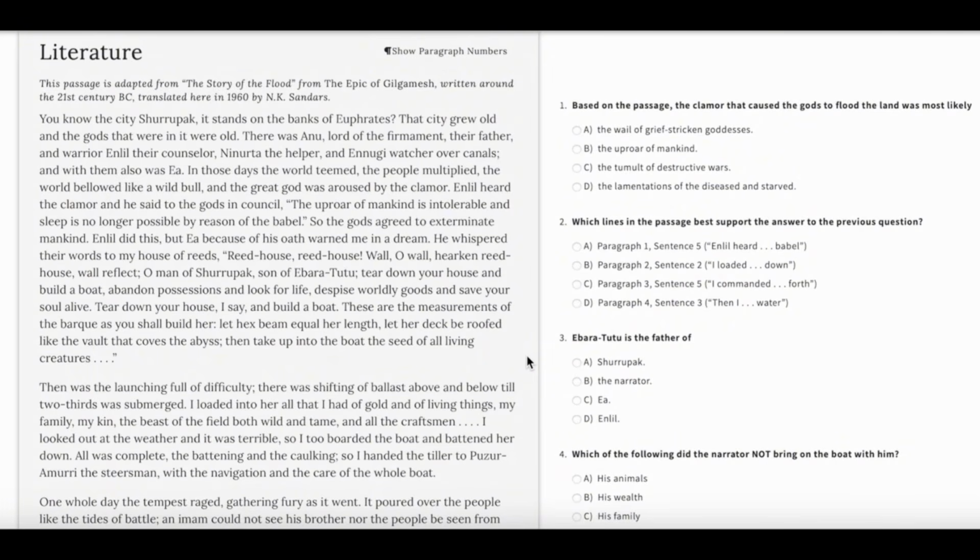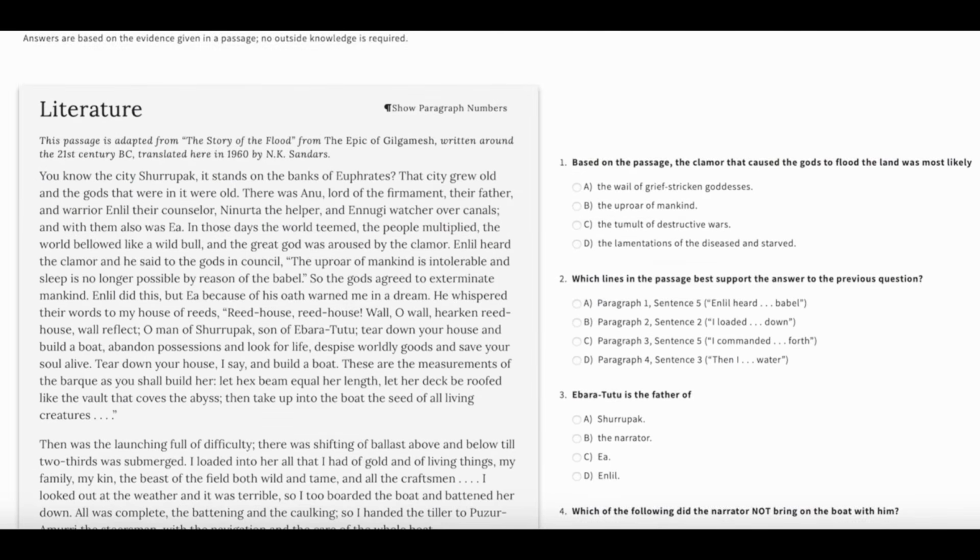And by the way, notice this is a 2-for-1, bro. Look at question number 2. Read question number 2. Which lines in the passage best support the answer to the previous question? You've already found it. And by the way, I got to show you something real quick that I didn't figure out until way too recently. For a while when I was prepping for this course, I was counting the paragraph numbers on my own. But look at the very top of the passage, right above the introduction. You see where it says show paragraph numbers? Oh, yeah, that button. Yes.